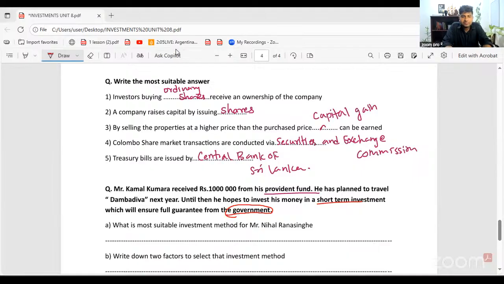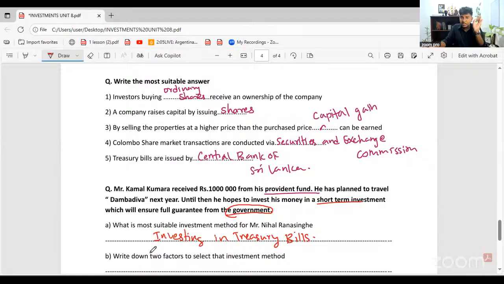Very good, Akila. If he is to get the guarantee from the government, what is the best way? The best method he can do is investing in the treasury bills. Investing in treasury bills. Did you all understand?